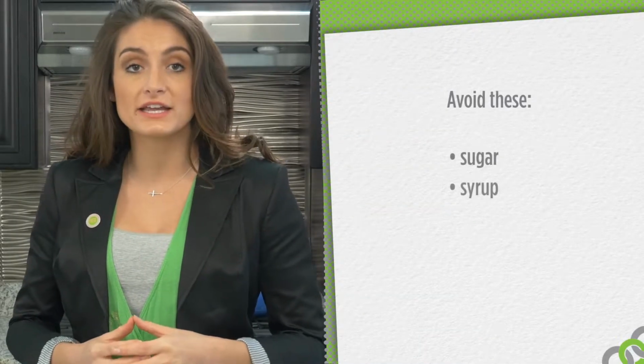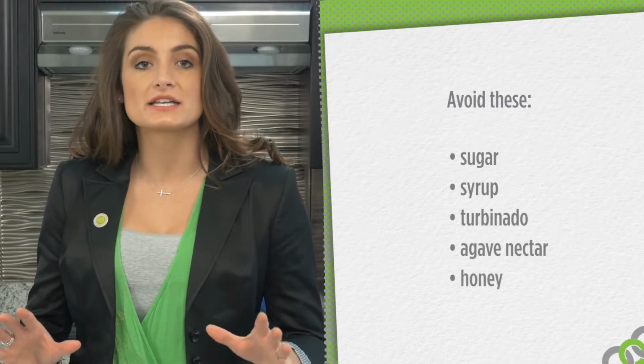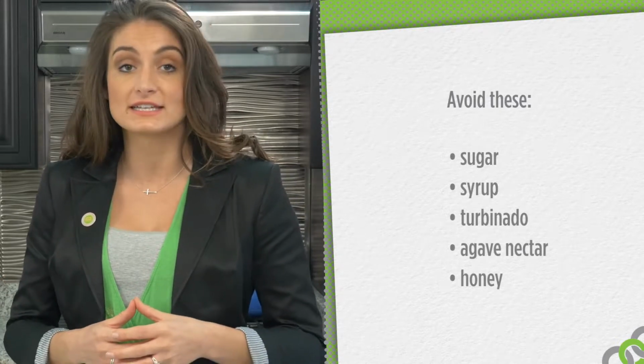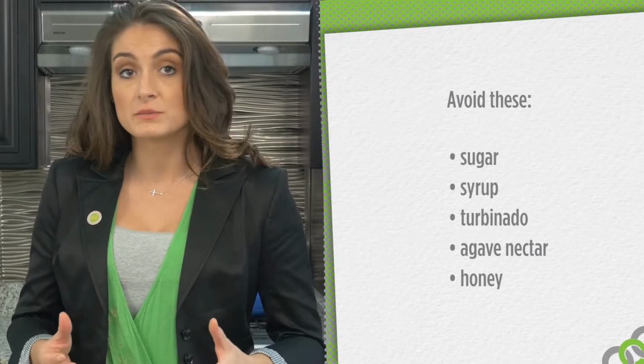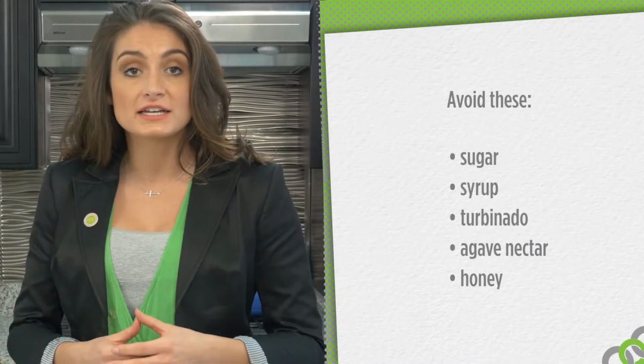In general, get into the habit of always reading the ingredient list and avoid any products with any of the first three ingredients listed as sugar, including any word ending in ose, syrup, turbinado, agave nectar, and honey. These are all unnecessary added sugars and calories.